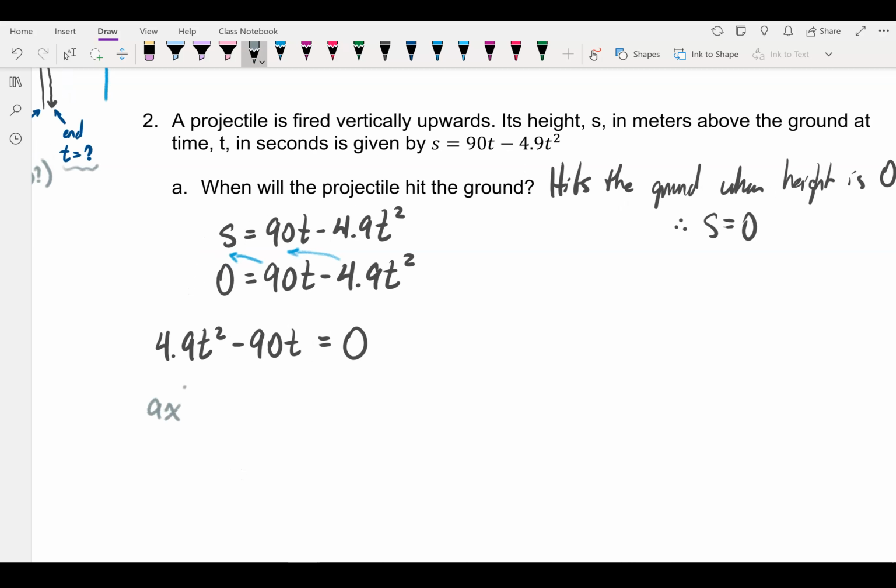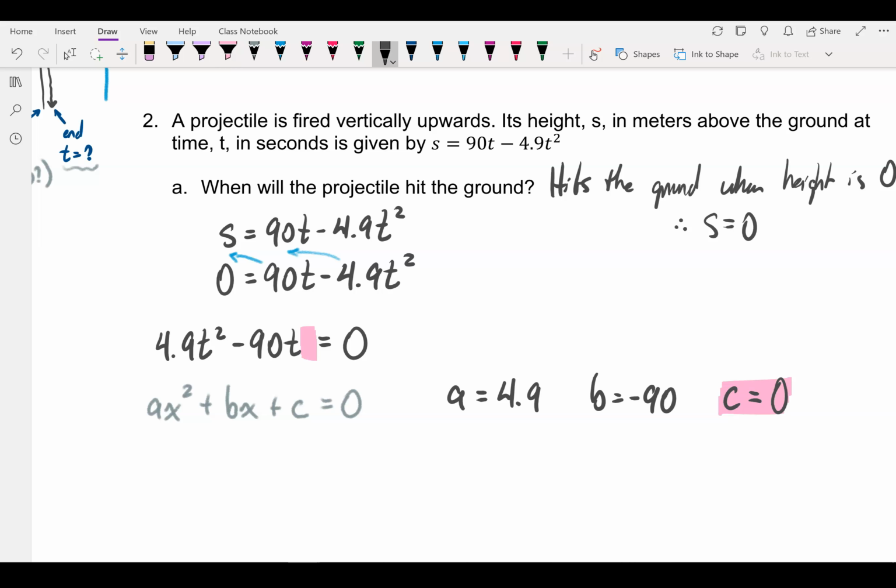Why did I do this? I wanted it in quadratic form, which means squared terms first, then your linear terms, and then your constant terms. If you match this up, we actually have all the pieces to the puzzle. A is 4.9, B is negative 90. C, what's C? There's got to be a C. Well, there's no term there, so you just treat it as 0, okay? So C is 0, and that's perfectly fine. You're allowed to have C equal to 0.